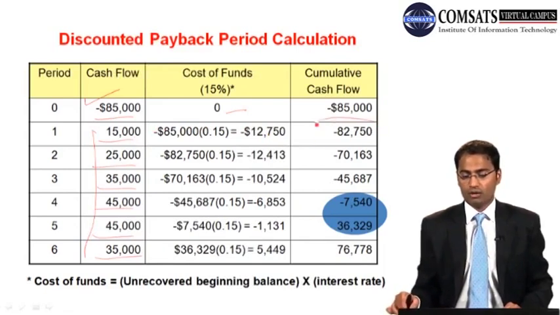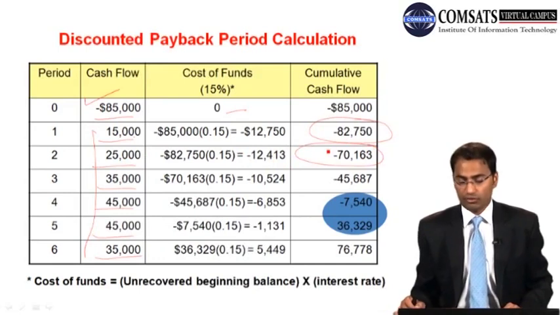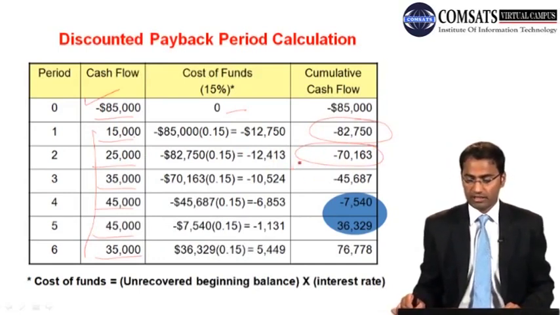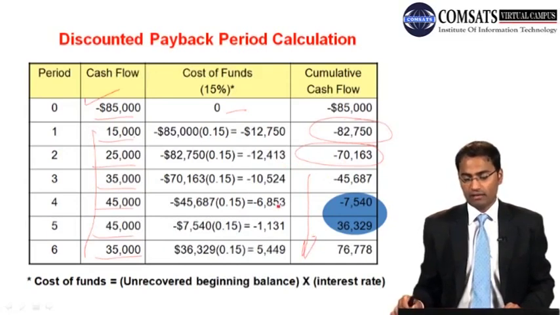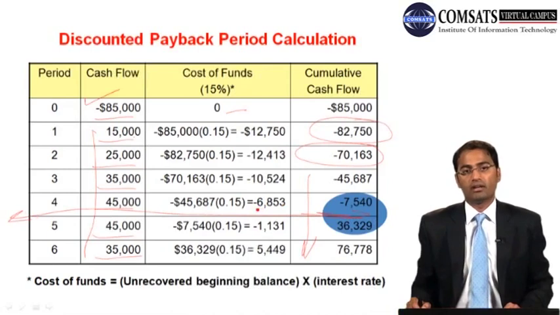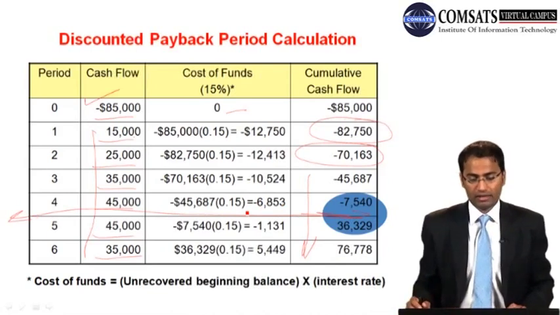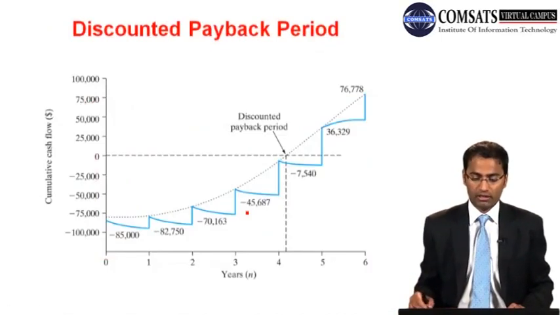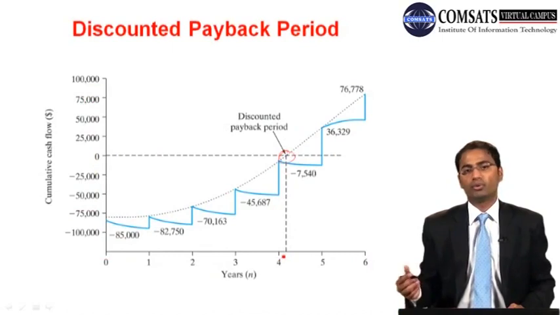we have minus 82,750. Now we have minus 82,750 plus 25 minus 12,413, and then we have minus 70,163. In similar fashion, we complete this column, and then we reach the point where we have positive values, where we have started getting the benefit. Now if we draw this table and mark this point, it is somewhere around 4.2 or 4.3.